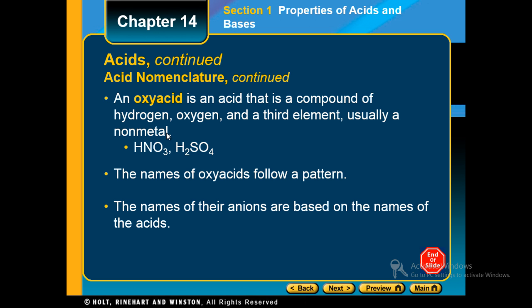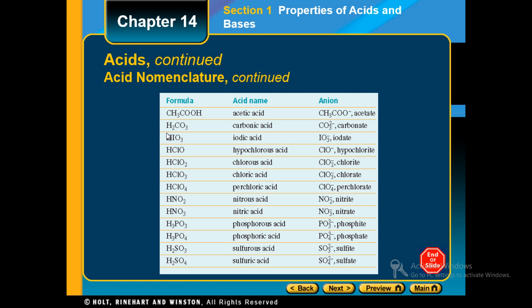The names of their anions are based on the names of the acids. Let's see an example to imagine what we are talking about. The anion forming this acid is called acetate, CH3COO. This anion turns into an acid when we add H to it, so the acid comes from the acetate anion, like we have seen here in the formula CH3COOH, so the acid name is acetic acid.